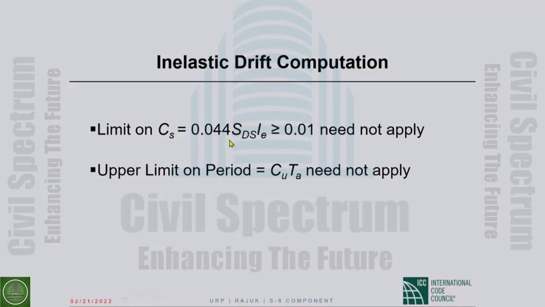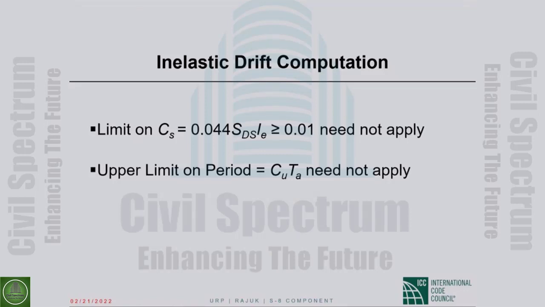Now that limitation need not apply in drift computation. You can let the design base shear go as low as the 1 over T or 1 over T squared equation would give you. The other limitation that need not apply, need not means exactly what it says. You do not have to apply it, but if you apply it, that is okay with the code.